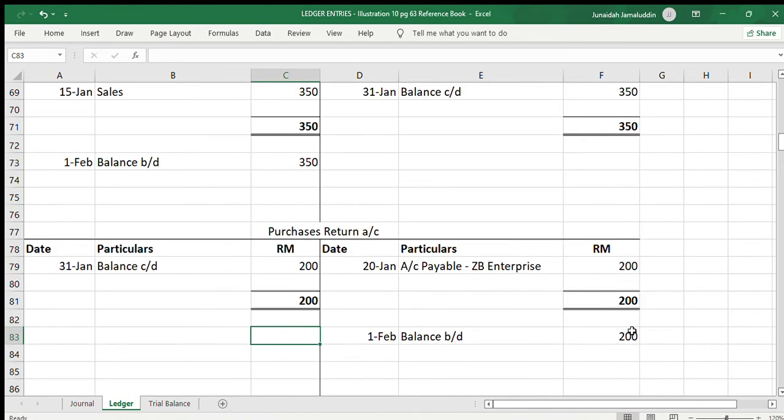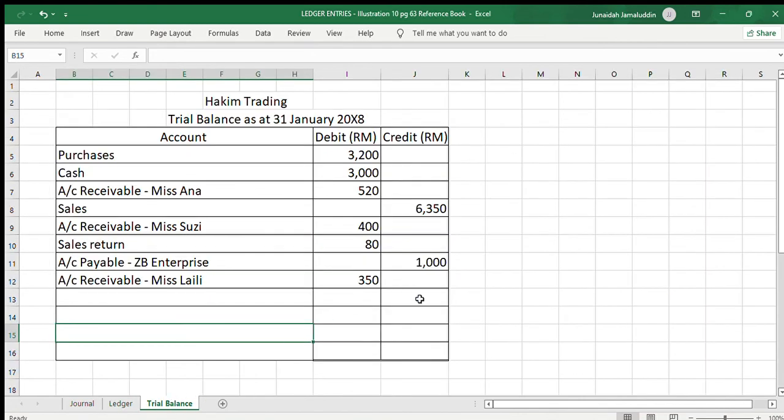Purchases return, balance BD dia berada di sebelah credit. Okay, so kita akan transfer amount ni, 200 ni, ke sebelah credit trial balance. Okay, 200, sebelah credit. So this one is purchases return account. Okay, purchases return. Okay, so we are done already.